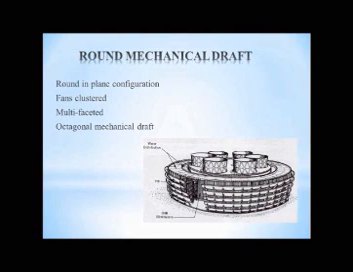In round mechanical draft, the basic configuration is different from the rectilinear draft. In this, the upper portion is the water distribution, the next is the fill, and the third one is the drift eliminator. The drift eliminator removes entrained water from the discharge air by causing it to make a sudden change in direction.